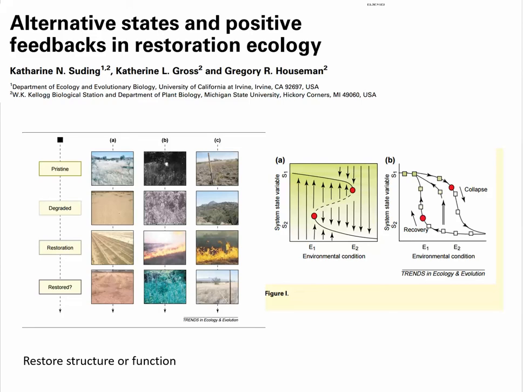Suding and colleagues have conceptualized this in this figure to the right, A and B, where you might have some gradient in environmental condition across the x-axis, and some system state value on the y-axis, and there might be some significant zone of overlap where it could be in either state 1 or state 2. As you move the system along that gradient through a degradation process, you can have ecosystem collapse, as shown on the right, and this might make recovery particularly difficult. It's not just as simple as restoring fire into a prairie.